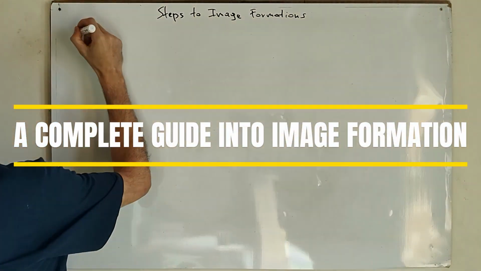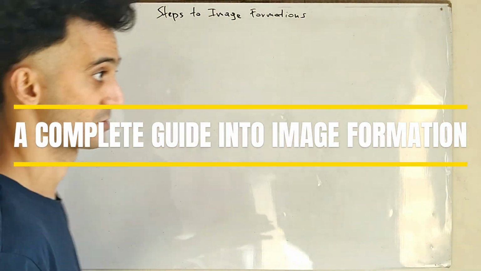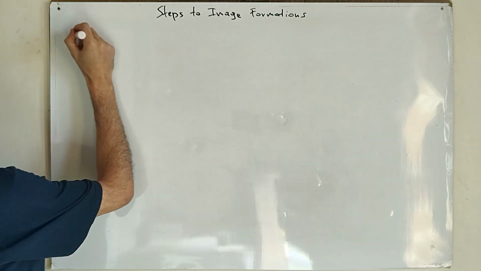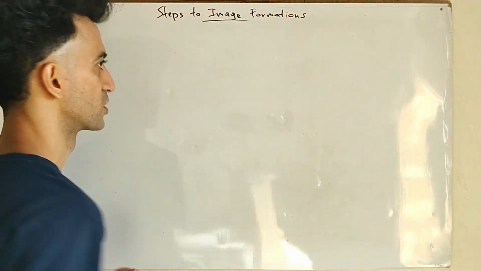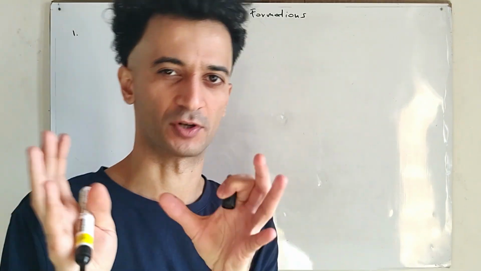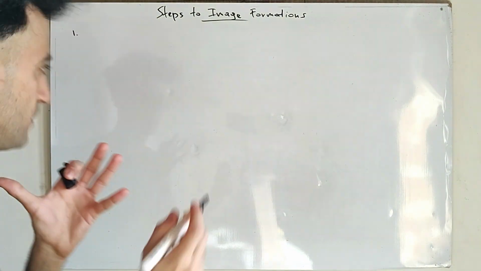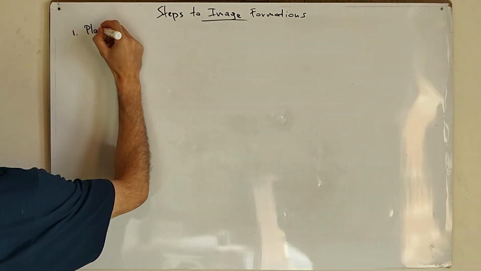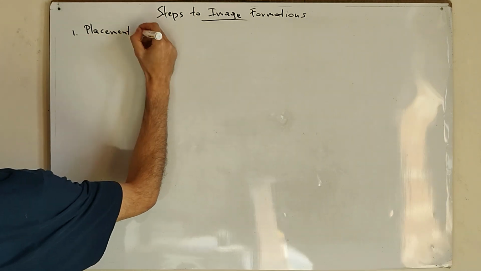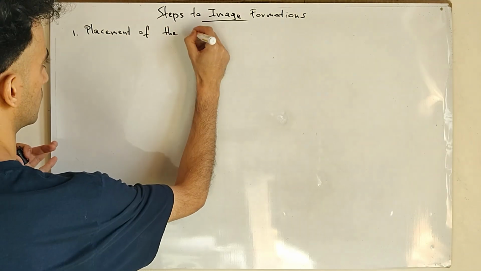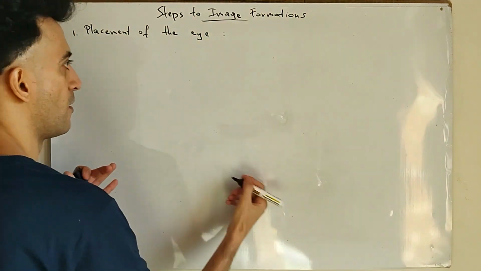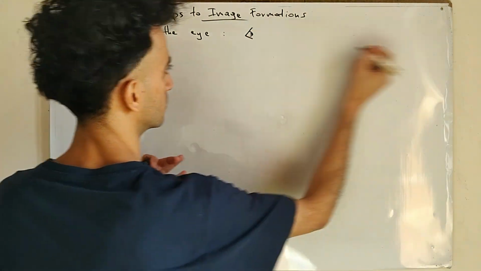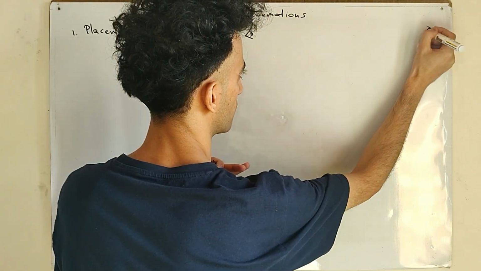Okay, we need to take a couple steps. Well, not a couple, actually around 10 steps to get the image properly generated in front of our eyes. First step, placement of the eye. Obvious, right? Well, you place it either on one side or on the other side.